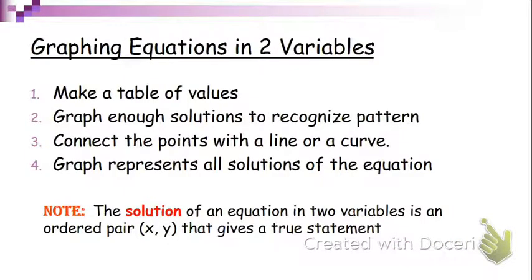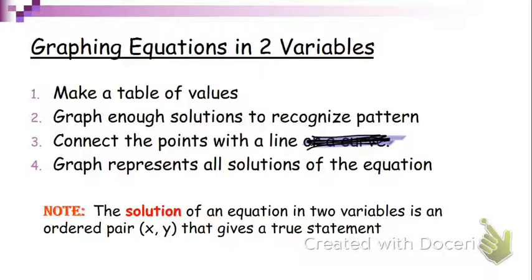Alright, so when we do graph equations with two variables, so think of the slide before, x and y, that's two variables, we're going to make a table of values. We want to be able to graph enough solutions so that we can recognize a pattern. And then we'll connect the points with a line or a curve. And actually in this section, because it's all on linear equations, it's going to be a line. If your points don't look like they're in a line, you made a mistake someplace.